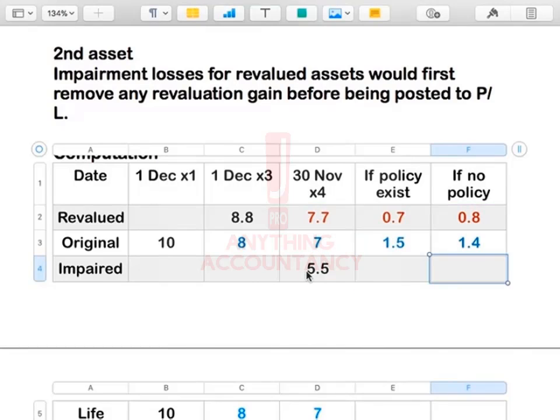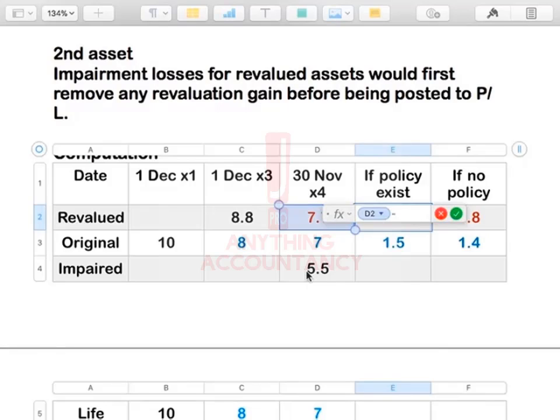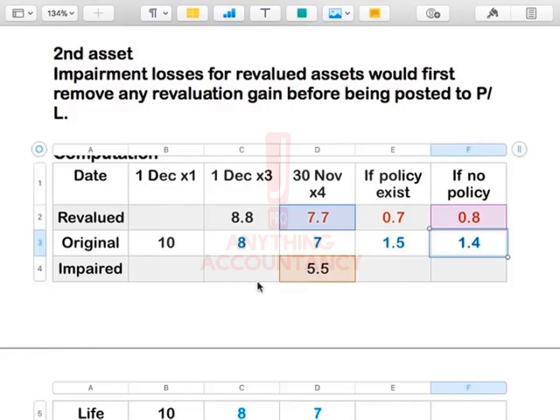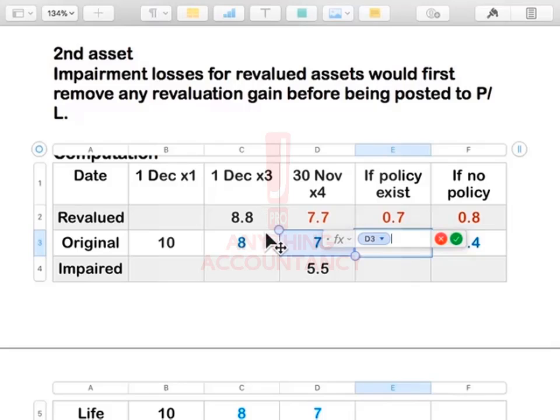Okay, let's go through the steps again. I'm going to go through the steps one more time. If there is a policy, the way you calculate is done. That one goes where? OCI. This one will be, that one goes where? P&L. Okay, are we okay in this part? Got it? Okay.